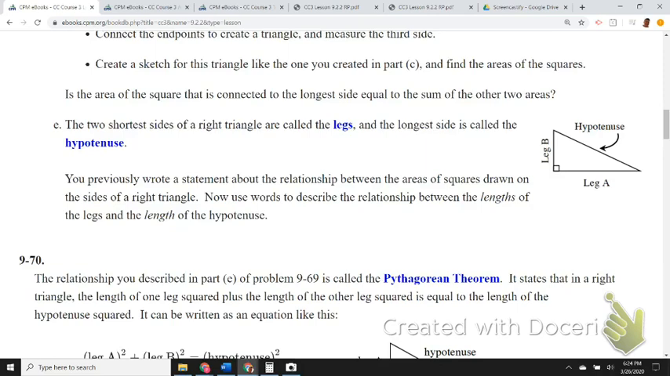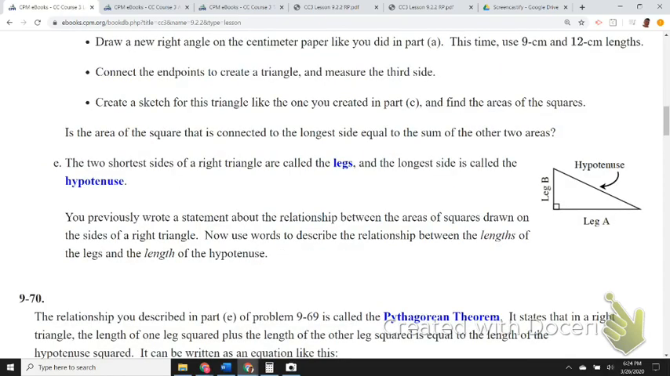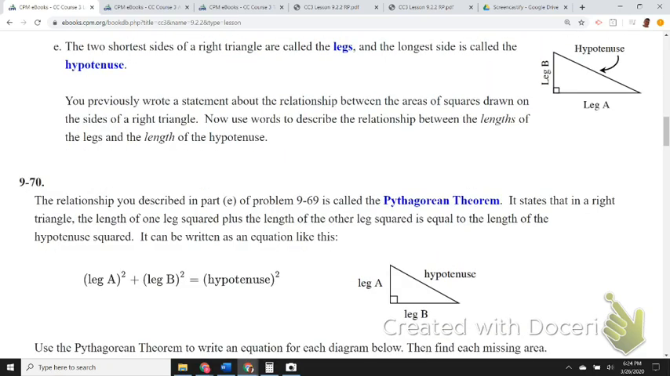9-70. It says the relationship that we just talked about in problem C, where we have the two legs and then the hypotenuse, where you square both legs and set it equal to the hypotenuse squared, is called the Pythagorean theorem. In essence, this is it right here, so you need to write this down. Leg A squared plus leg B squared equals hypotenuse squared. Go ahead and write that down right now, please.